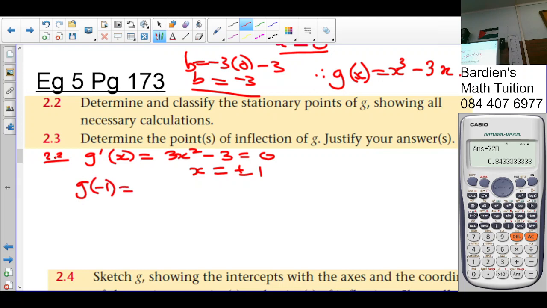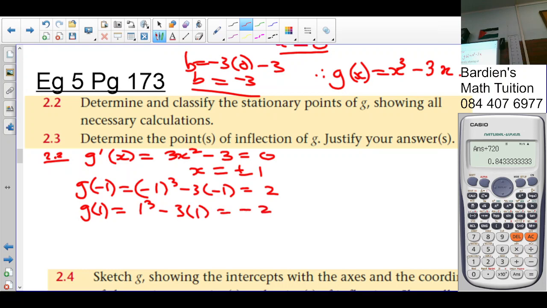Not so. So g of minus 1. Why do I do this? You get the corresponding y value. g of minus 1 is going to give you negative 1 cubed minus 3 times negative 1, which is 2. Not so. Is that correct? And then g of 1 is going to be 1 cubed minus 3 times 1, which is negative 2. So the stationary points are (negative 1; 2) and (1; negative 2).